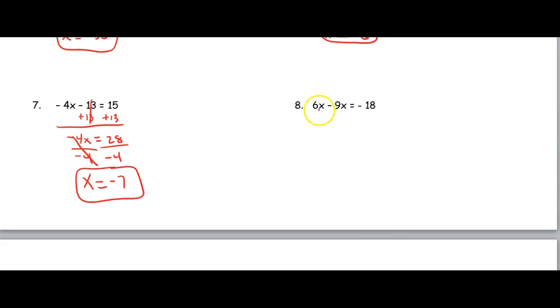And when I look here, these two terms are alike, so I'm going to combine these first. 6x minus 9x would give me negative 3x equals negative 18. So remember, in the directions it says simplify both sides of the equation. The right side is already simplified, but on the left side we have to combine like terms. Now it's an easy problem because negative 3 and x are linked by multiplication. So I get rid of the negative 3 using division, and x is equal to 6.